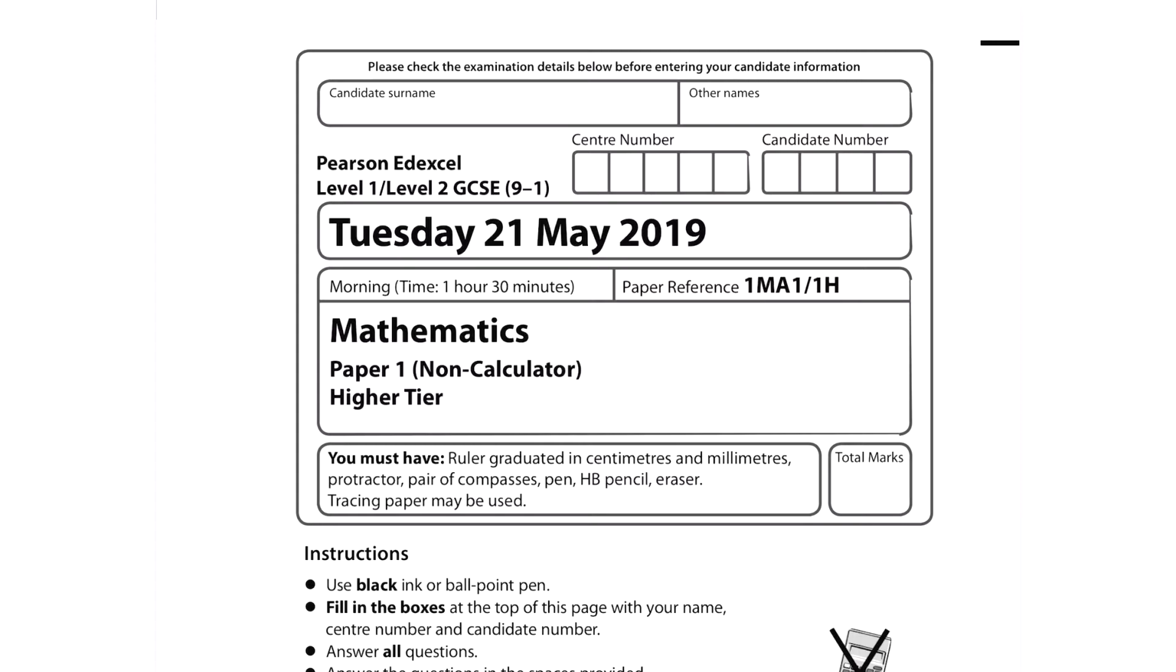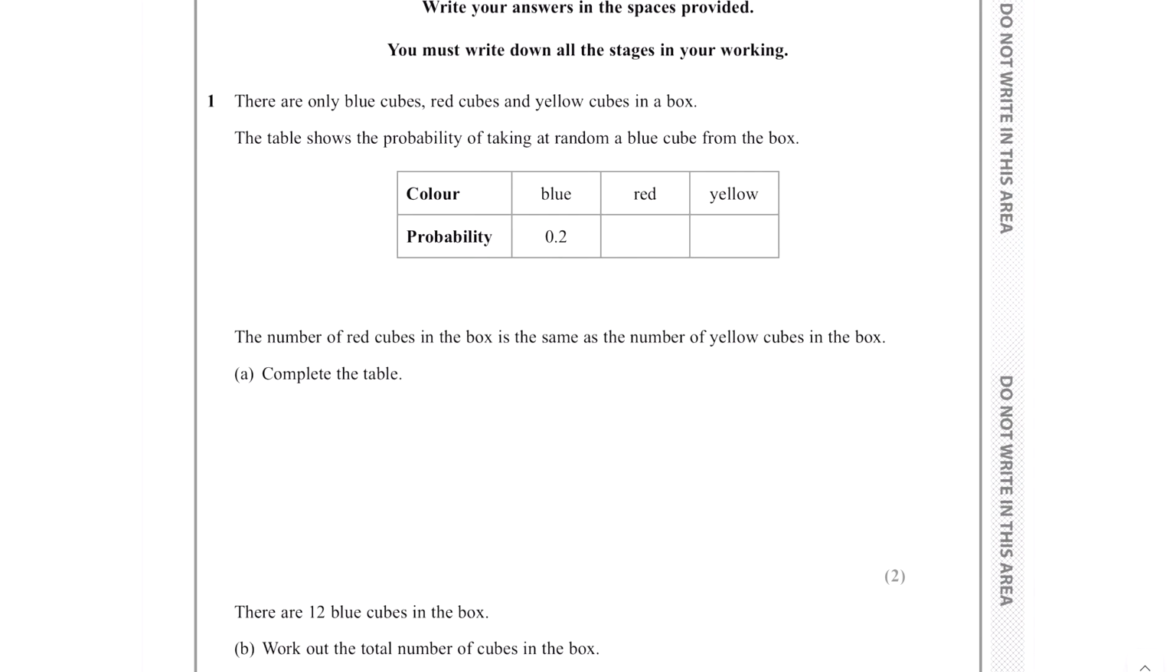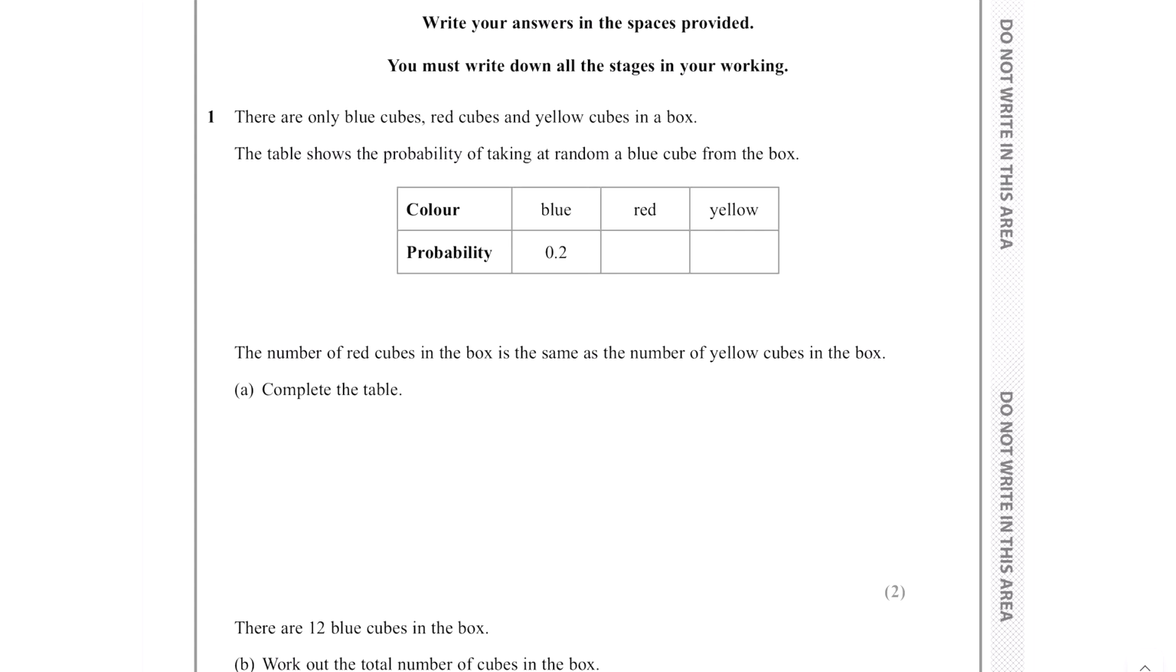In this video, I'll be going through the summer 2019 IAP paper 1. Let's make a start. So question 1: only blue cubes and red cubes and yellow cubes are in a box. The table shows the probability of taking a random blue cube from the box.